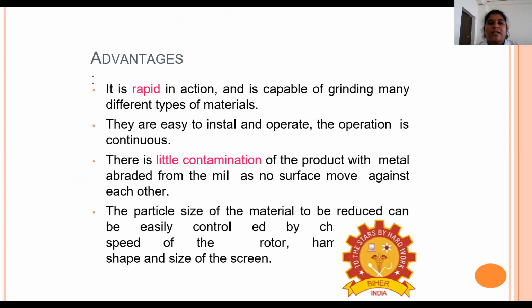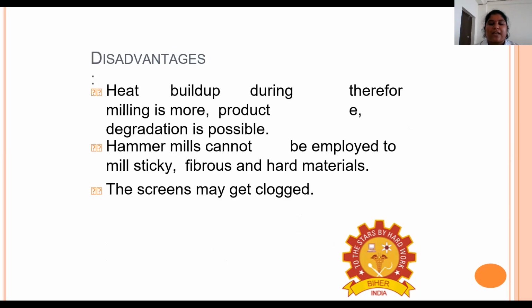Then the advantages. What are the advantages of this hammer mill? It is rapid in action and capable of grinding many different types of materials. It is easy to install and operate. The operation is continuous. There is little contamination of the product by metal abraded from the mill, as no surfaces move against each other. The particle size of the material to be reduced can be easily controlled by changing the speed of the rotor, the hammer shape, and the size of the screen.